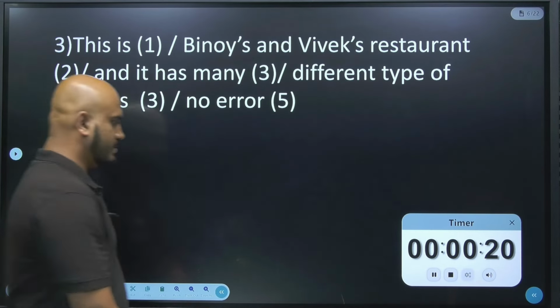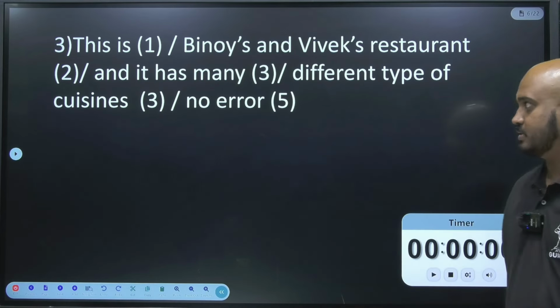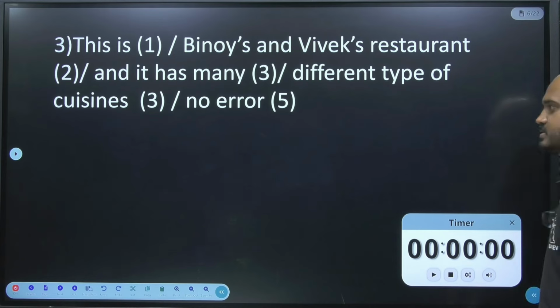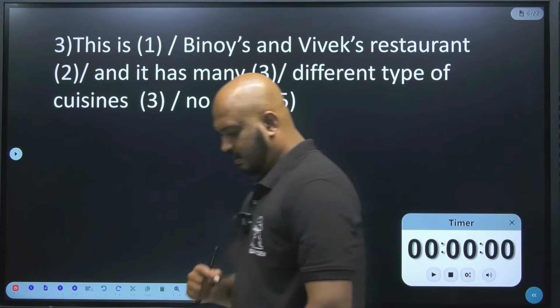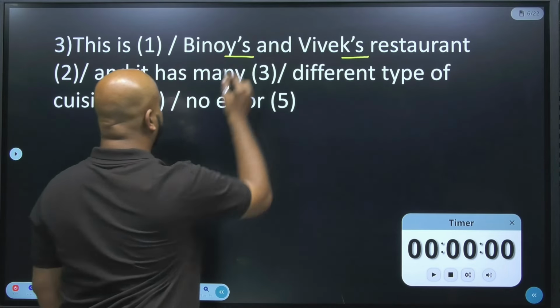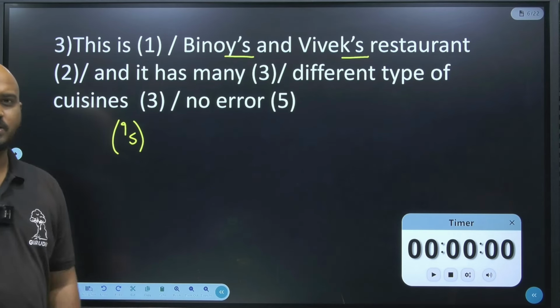All right. Let's see the answer for this particular question. This is Binoy's and Vivek's restaurant, and it has many different types of cuisines, no error. Now, my dear friends, let's see what is this Binoy's and Vivek's. I'm sure you would have seen this particular thing in most of the words. What is the significance of that?